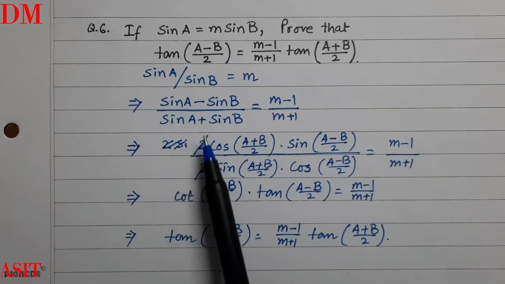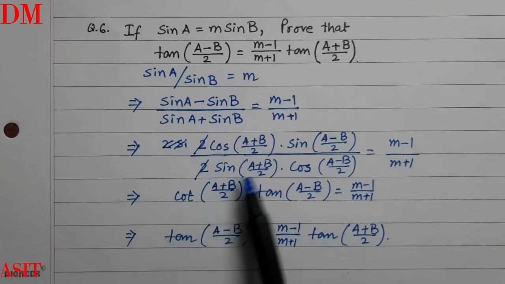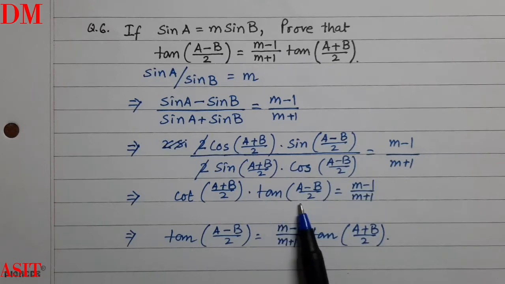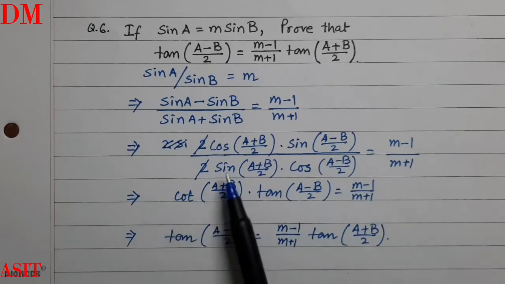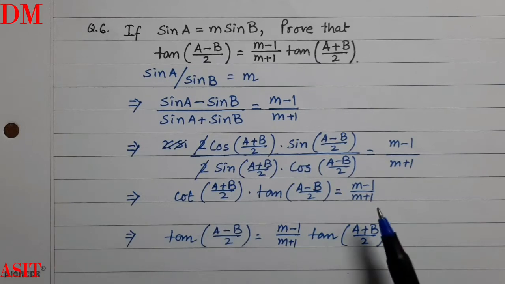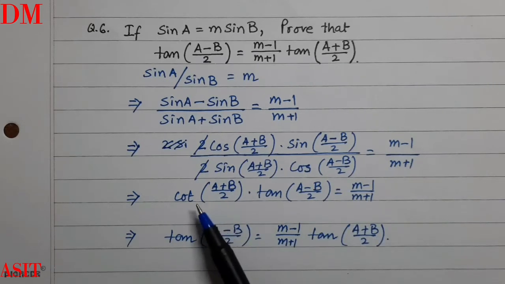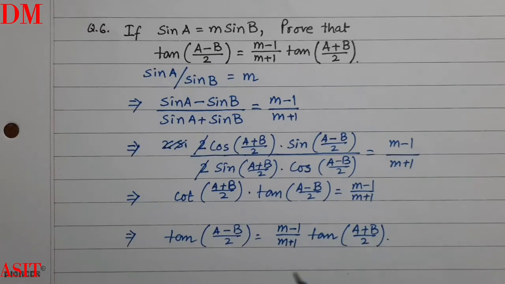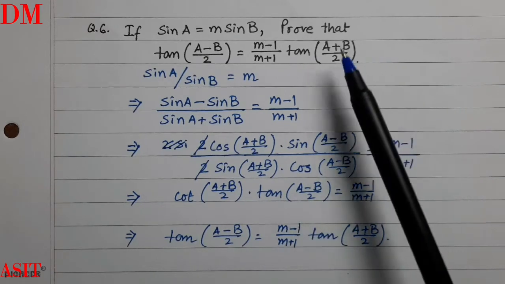Now 2 can be cancelled out. So from this we can write this thing as cot of A plus B by 2 and this thing as tan of A minus B by 2, cot of A plus B by 2. So now we can take this cot of A plus B by 2 to that side, so it will become tan of A plus B by 2. Hence proved.